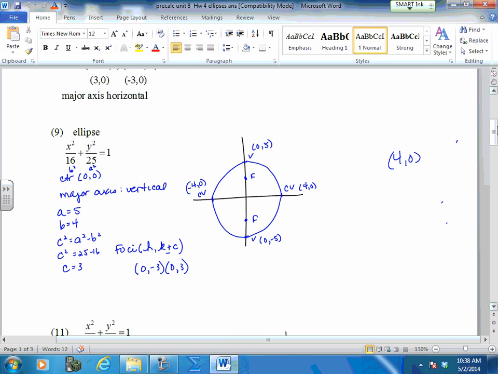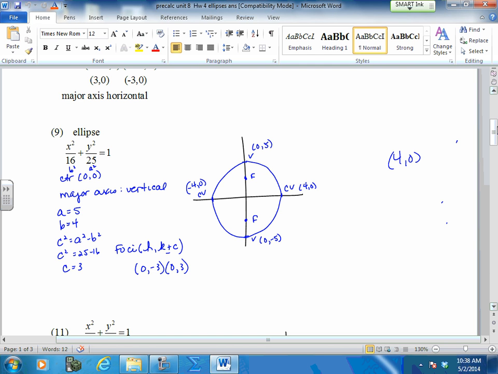Number 9, almost the same setup, but we switched the numbers around. So now your major axis is your y, your vertical axis. So that's where it's more oblong. Same thing, your center is at 0, 0. Your center does not sit on your ellipse, just like a circle. Find your A, 5, B, 4, and use your formula to find C.